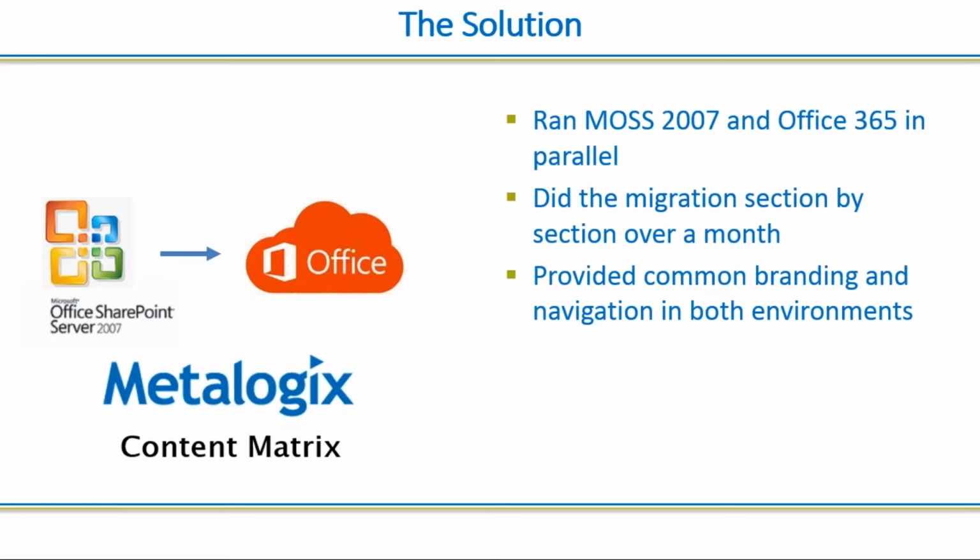So what was our solution? Well, we actually ran MOSS 2007 and Office 365 in parallel. So we did the migration section by section. It took us a little over a month to do the migration. So we didn't work 24/7 on it, obviously, but pretty much all the time there was an area of the site that was under migration.